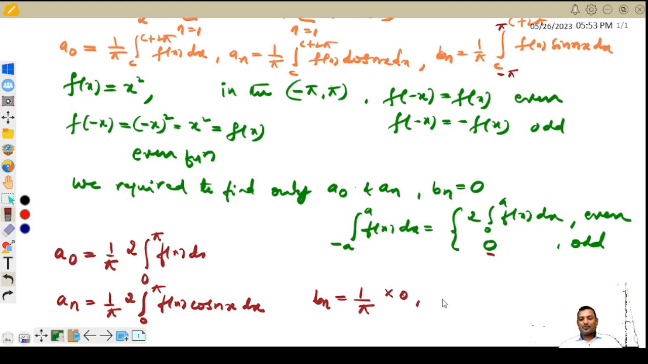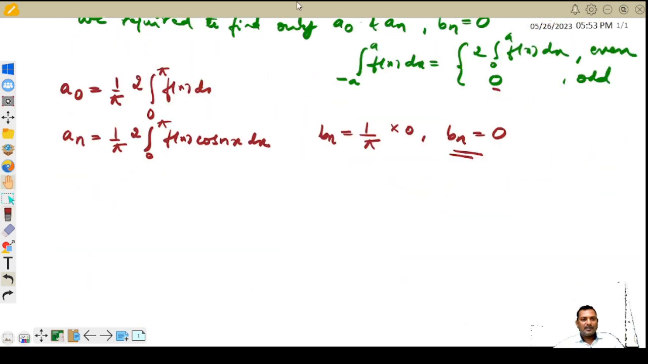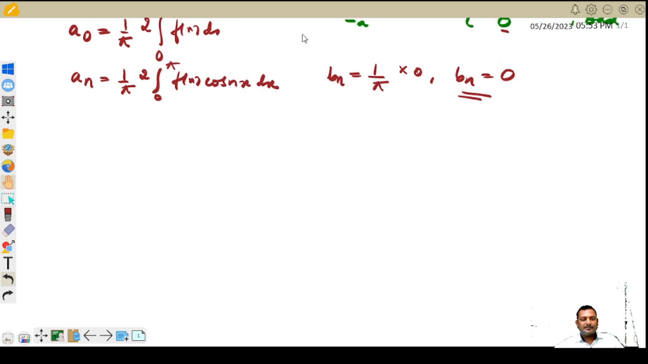So for that purpose, students, whenever the function is even, we are not going to calculate the bn value. We just find out only the a naught value and the an value, student. Okay, so let us find out a naught and an and substitute in the given series.